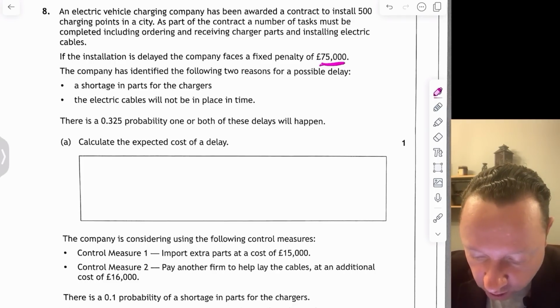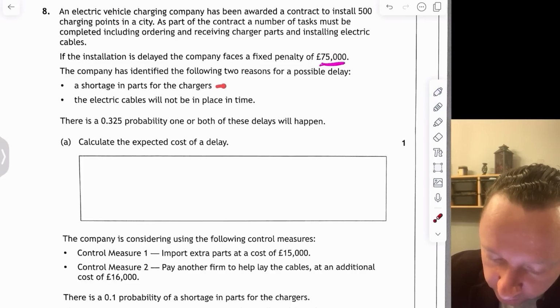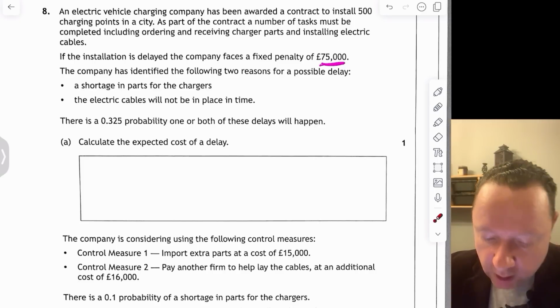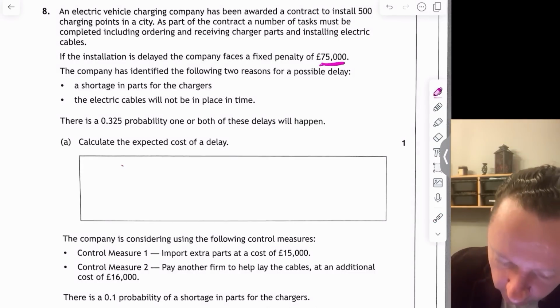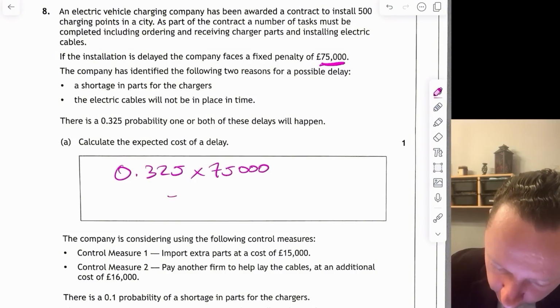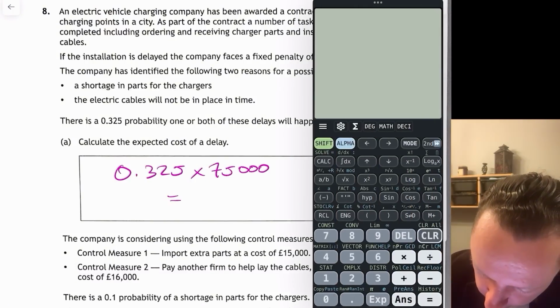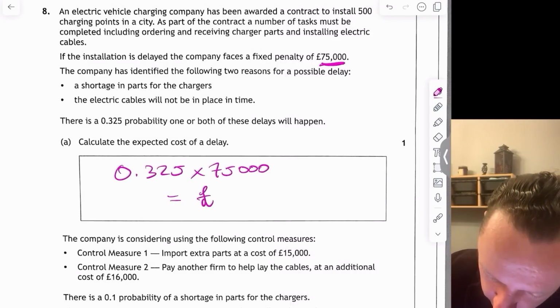Calculate the expected cost of delay. It's only worth 1 mark. So usually you're told the probability of just one of them, but now it's one or both. So if the probability of these delays happening is 0.325, it's just 0.325 times 75,000. So we've got 0.325 times 75,000 gives us 24375. Right.